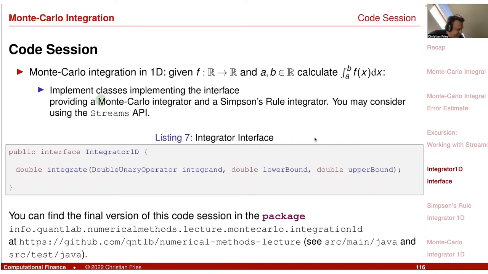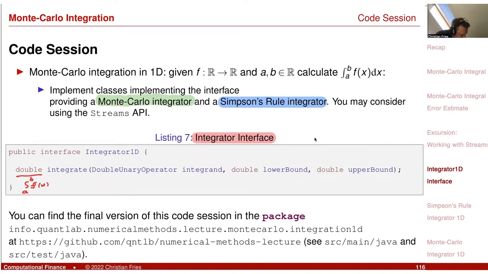Let's do a Monte Carlo integrator and let's also do a Simpson's rule integrator. And I would like to make it now a little bit cleaner. So here in this code session, I always do short experiments, sometimes with a lot of code duplication. Let's make it a little bit cleaner and implement both methods by implementing an interface, the interface of an integrator. So my integrator is a function that returns the integral.